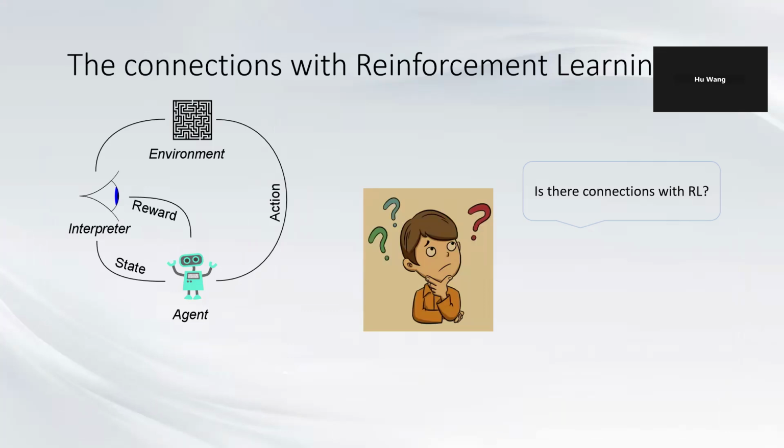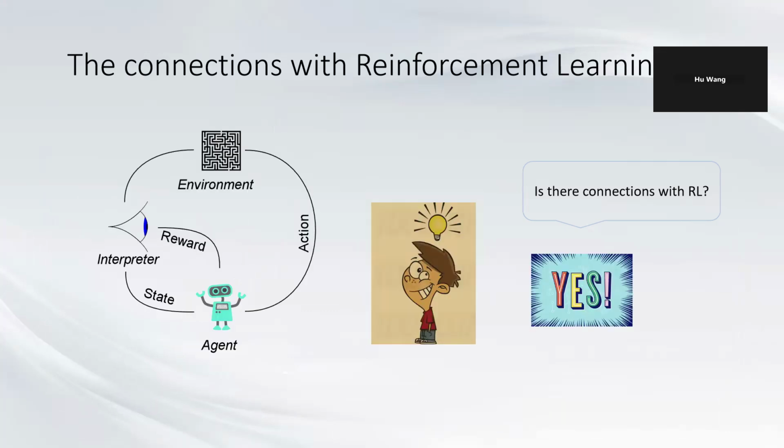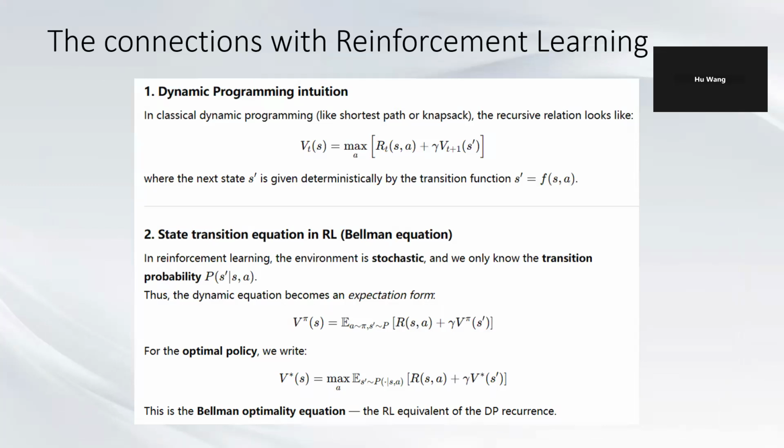So is there a connection between reinforcement learning and DP? Yes, there are strong connections. I just asked GPT for it, and I pasted it here. In classical dynamic programming like shortest path or knapsack, the recursive relation looks like this, right? The current reward, or cost, or weights, plus the previous one. That's exactly what we saw in the Bellman-Ford algorithm to get the current one, right? It also works this way for reinforcement learning in the Bellman equation, right?